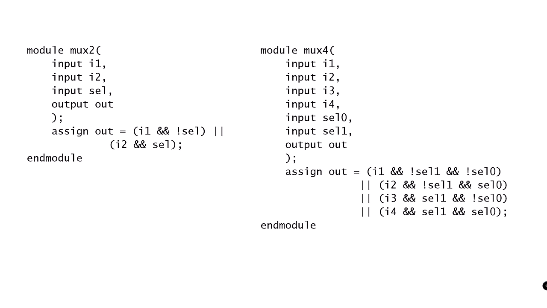On the right-hand side, we have a 4-input multiplexer. This selects between 4 input signals. That requires 2 select signals. We can generalize the logic of the 2-input multiplexer to create the 4-input multiplexer.